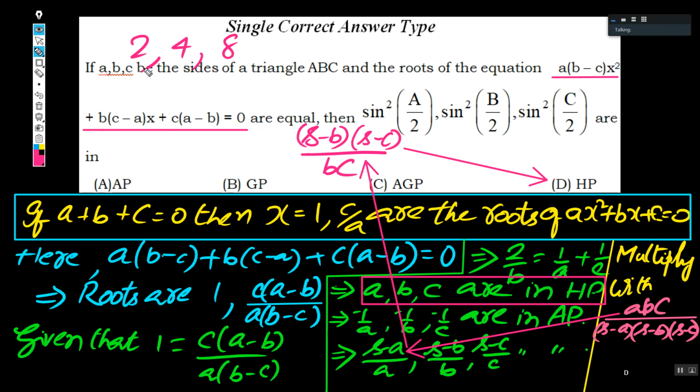2, 4, 8 means, what is 1 by 4 minus 1 by 2, please? Just respond. 4 LCM, minus 1, 1 by 4, minus. Okay. And what is 1 by 8 minus 1 by 4? Minus 3 by 8. 8 LCM. Minus 1 by 8.